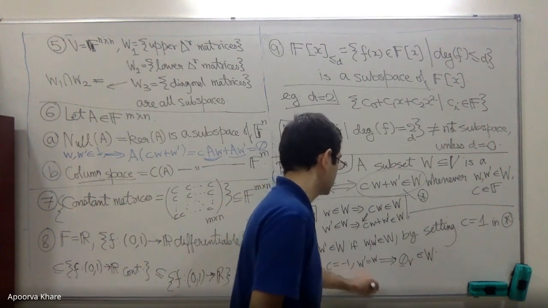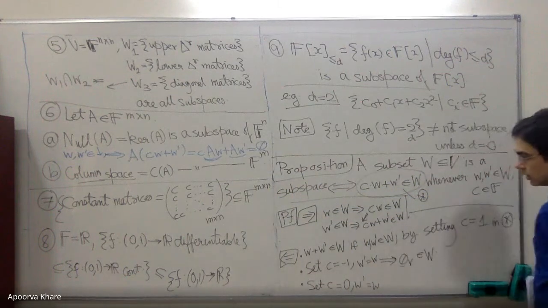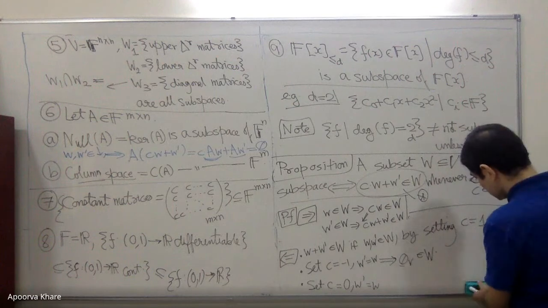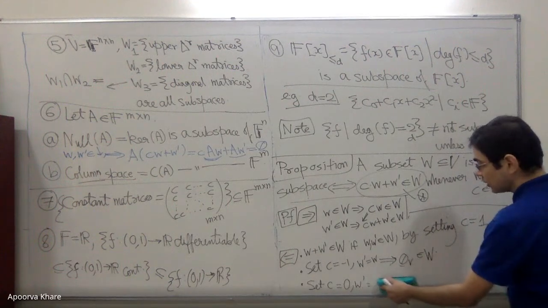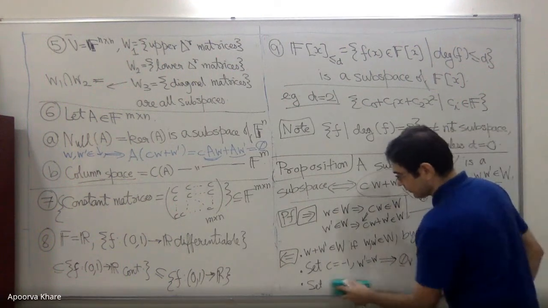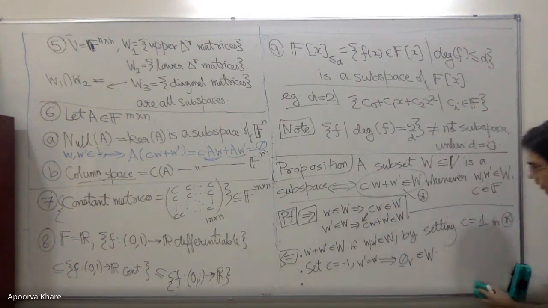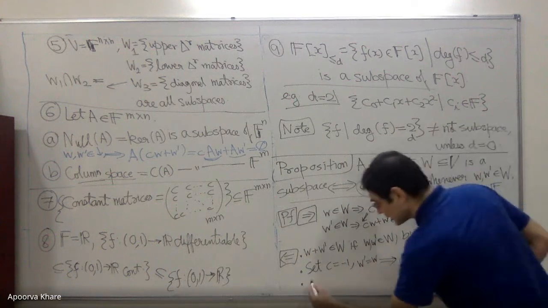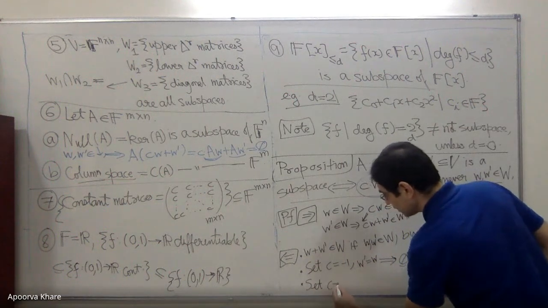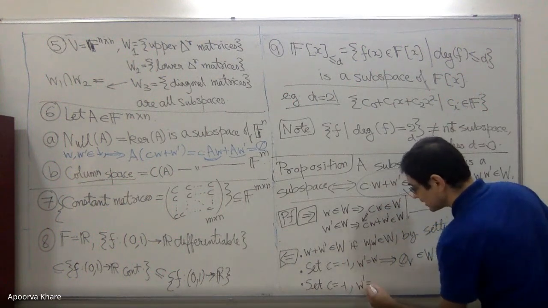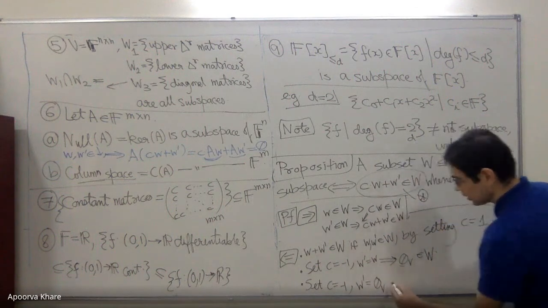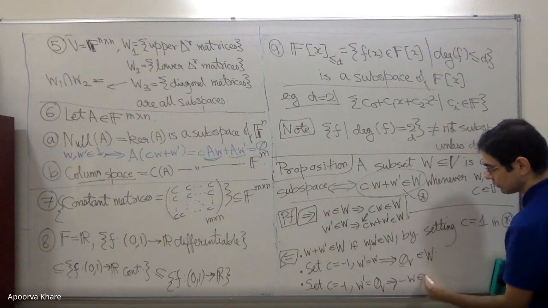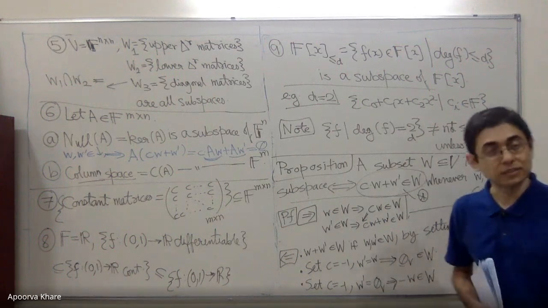And W prime equals W. Sorry, something is very wrong. W prime equals... we don't know that it's closed under that, so that's fine. Now, okay, we know that 0 is in W. So now set C equals -1 again, and W prime equals 0. Then what do we get? We get minus W plus 0, which is in W. So W is closed under negatives as well.